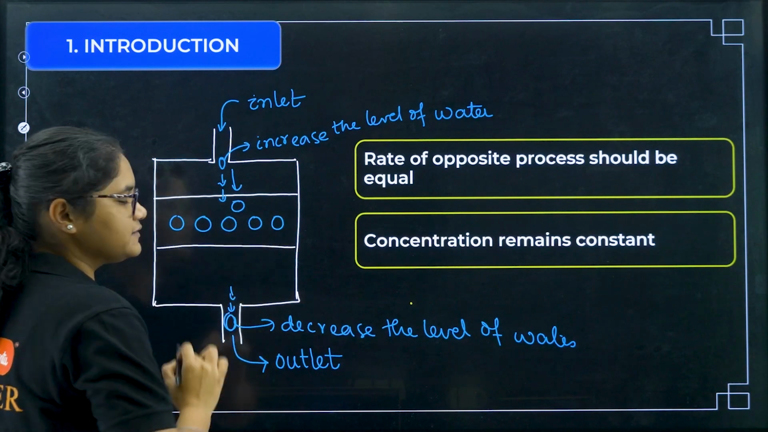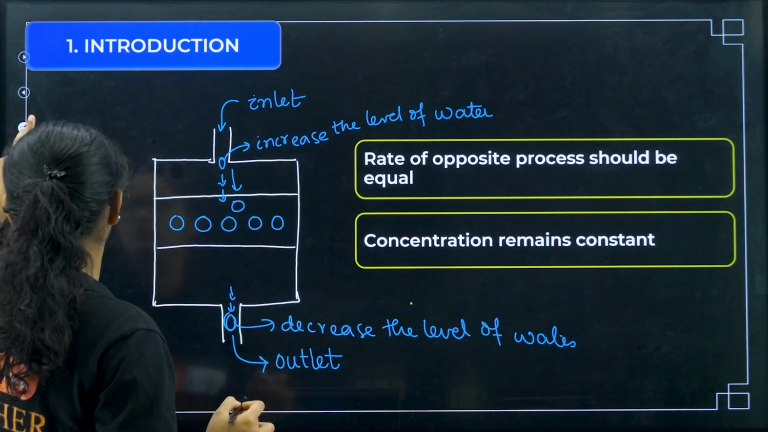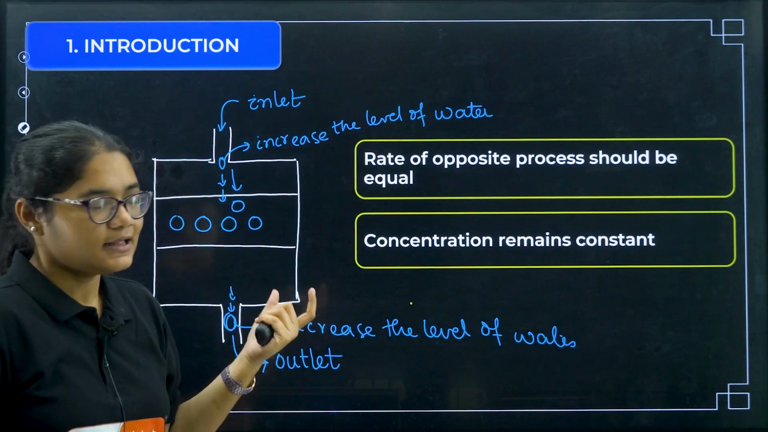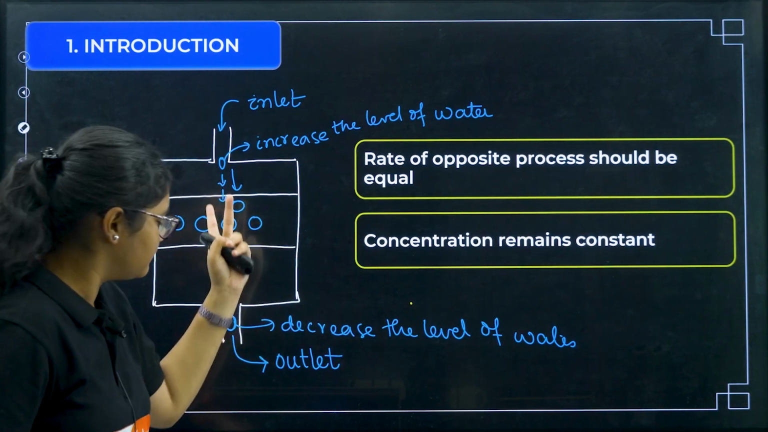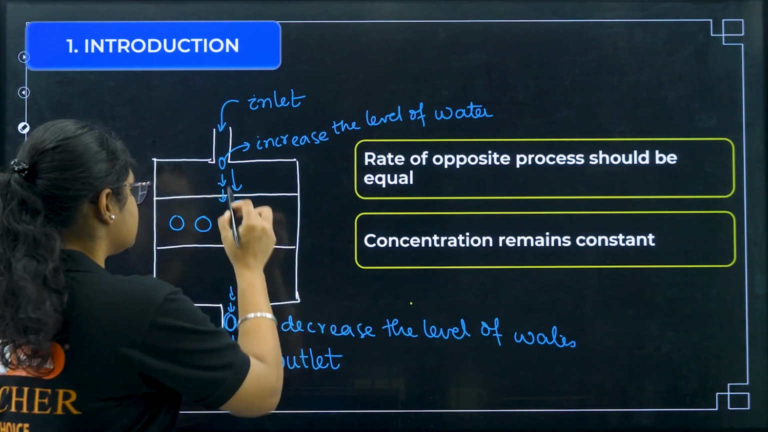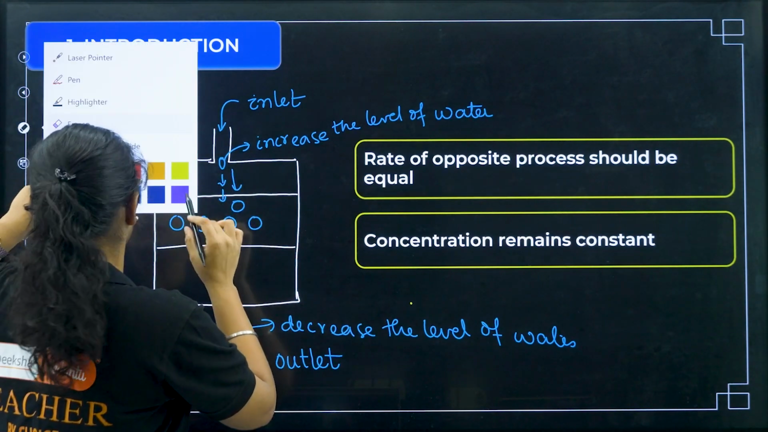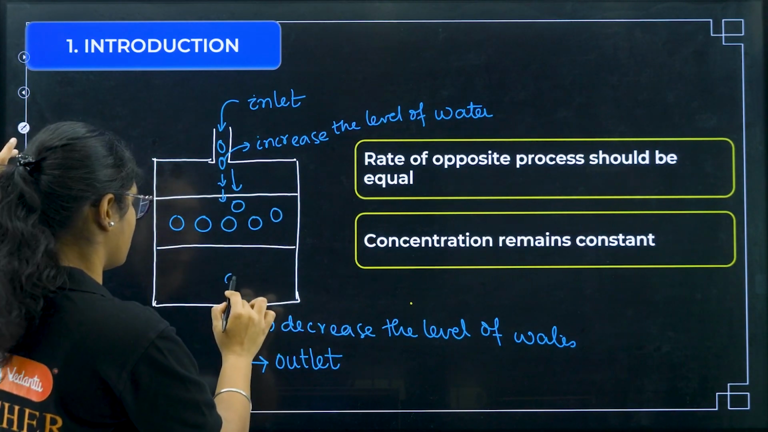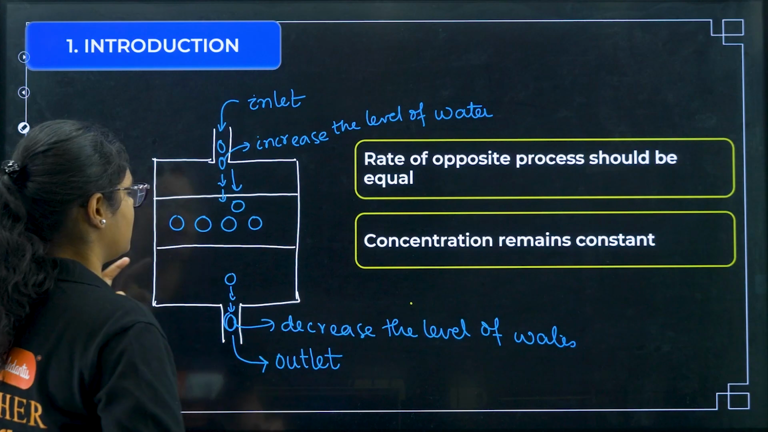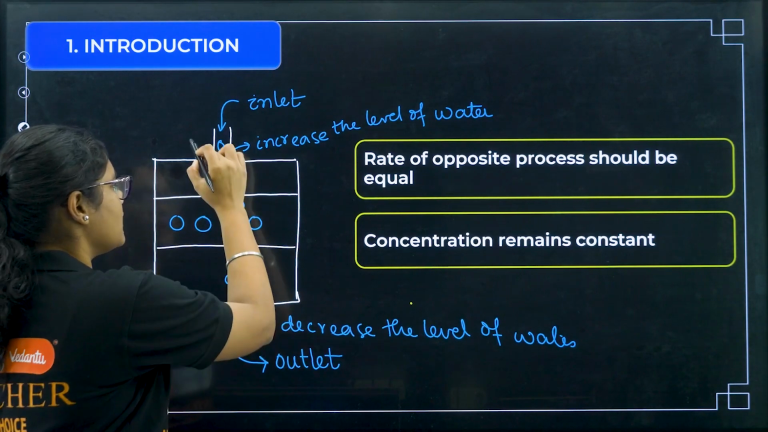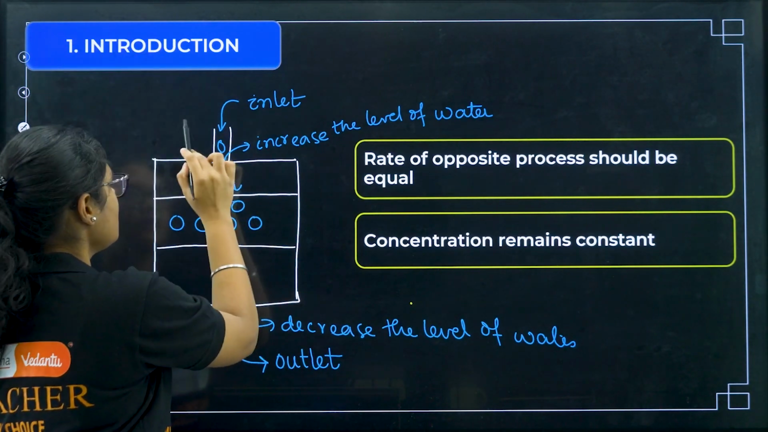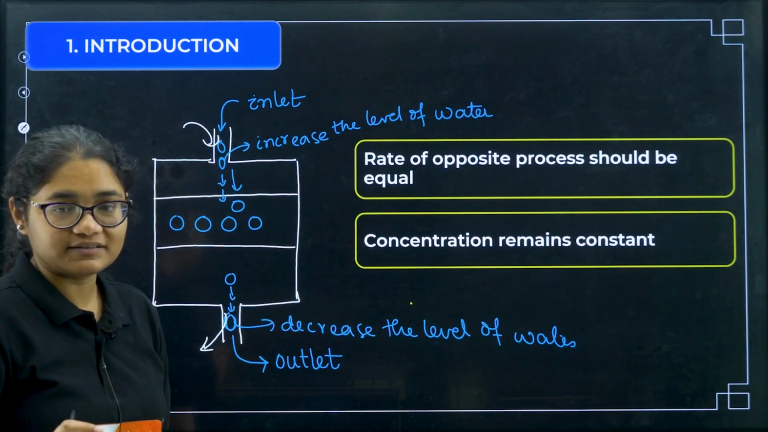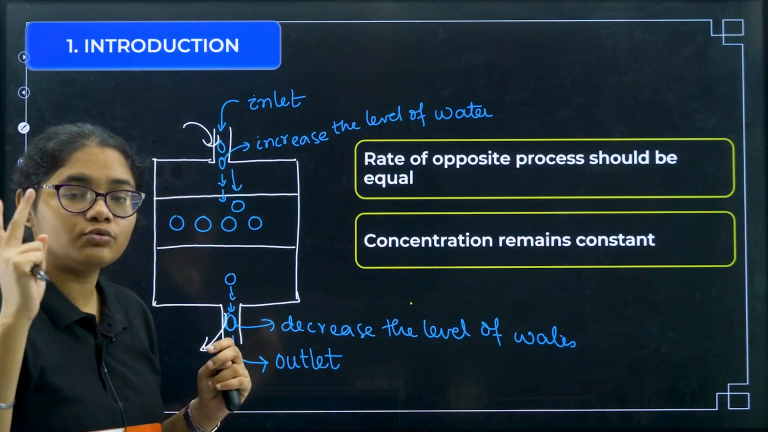When this one is added, it becomes 6, right? When one is lost, it again becomes 5, right? So when you add 1, it becomes 6, then again it loses one and remains 5. Next you add 1 more, it becomes 6 again, and again there is a loss of 1, and that is why we get 5 again, right? So here one water molecule is added, one water molecule is removed. That is called balancing, or the rate of two opposite processes.